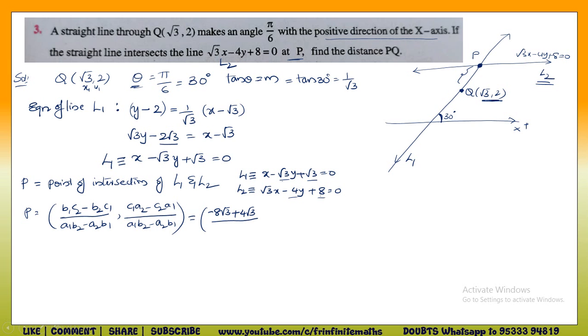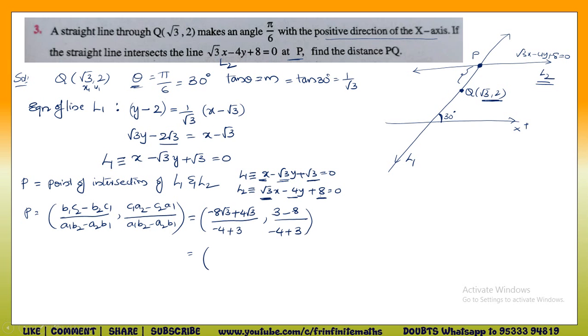by a1 b2 minus a2 b1. So 1 into minus 4 is minus 4, minus of root 3 into minus root 3 is plus 3. The same way here also we are going to get minus 4 plus 3. Next c1 a2, so this is c1 and this is a2. Root 3 into root 3 is 3. Next minus c2 a1, so this is c2 and this is a1. 8 ones are 8. So I am going to get this.